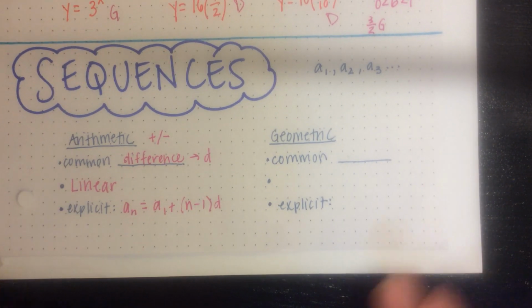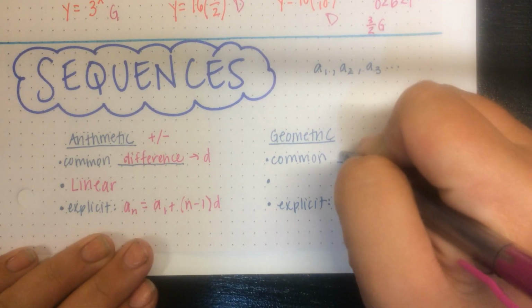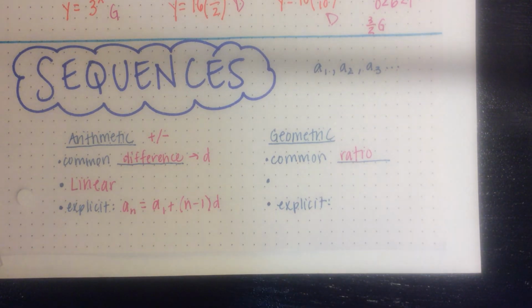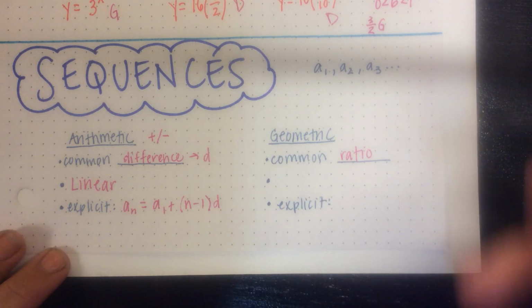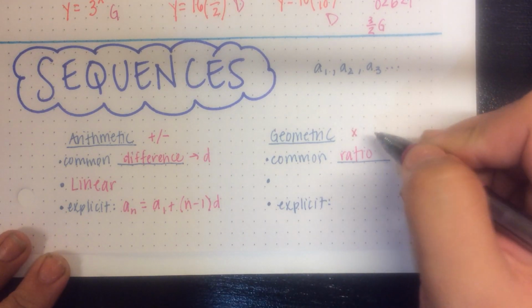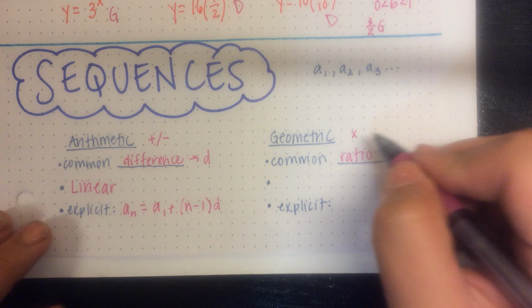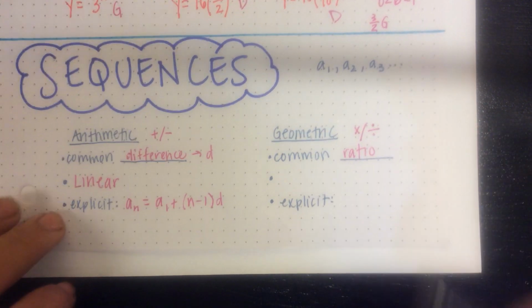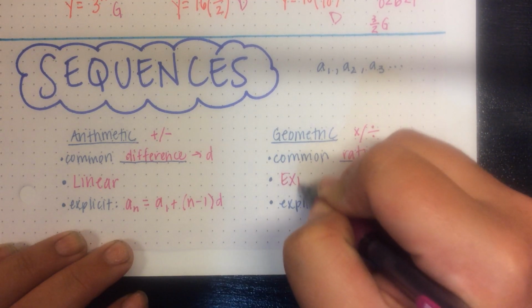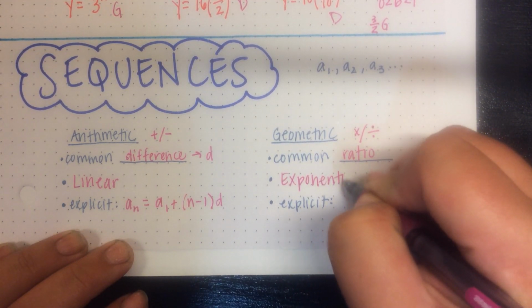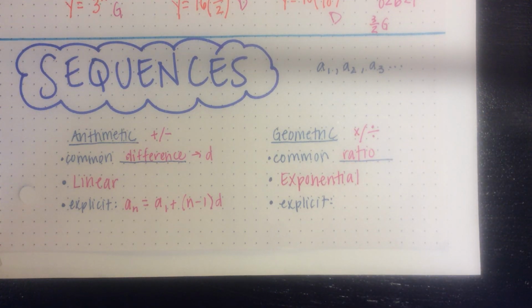Okay, geometric sequences, they have what we call a common ratio. So instead of adding and subtracting every time, you're multiplying by something every time. And technically it's multiplying or dividing, but we talked about with our exponential, if you divide by a number, it's the same as multiplying by 1 over that number. These end up being exponential. So they're either going to get super big, super fast, or they're going to get super small, super fast.